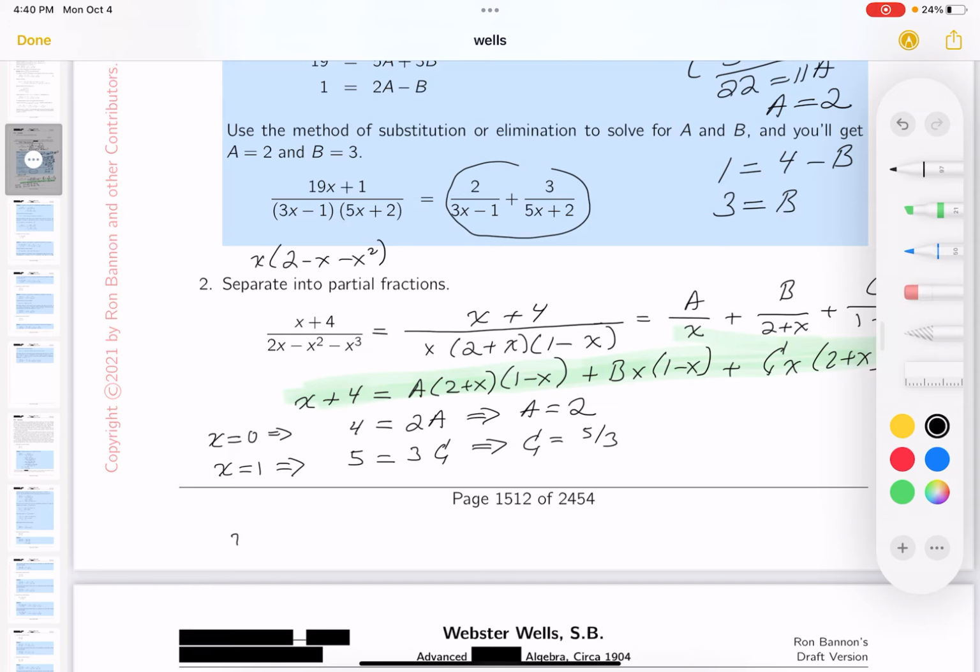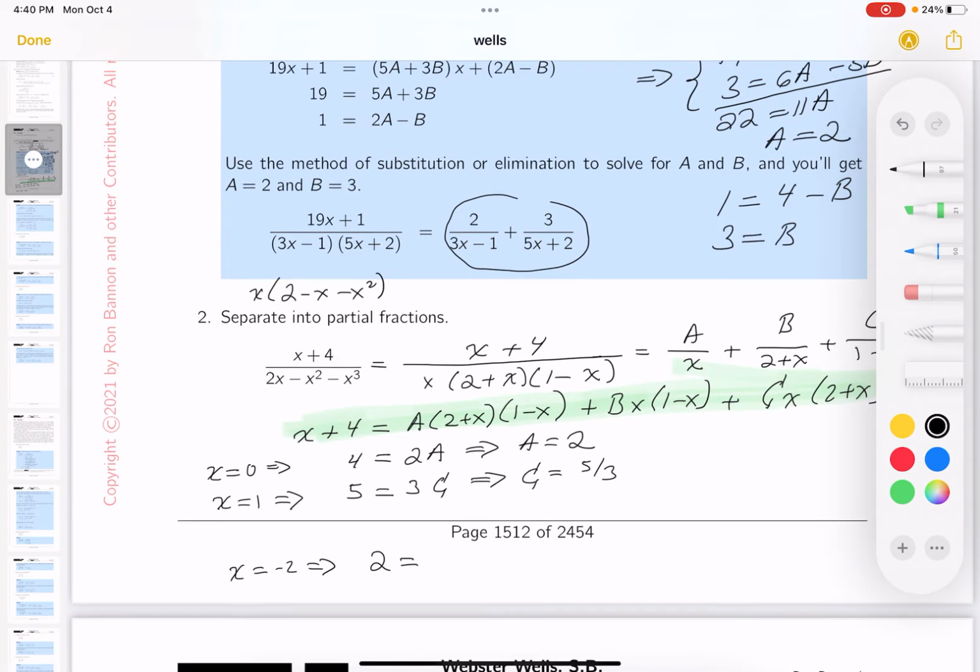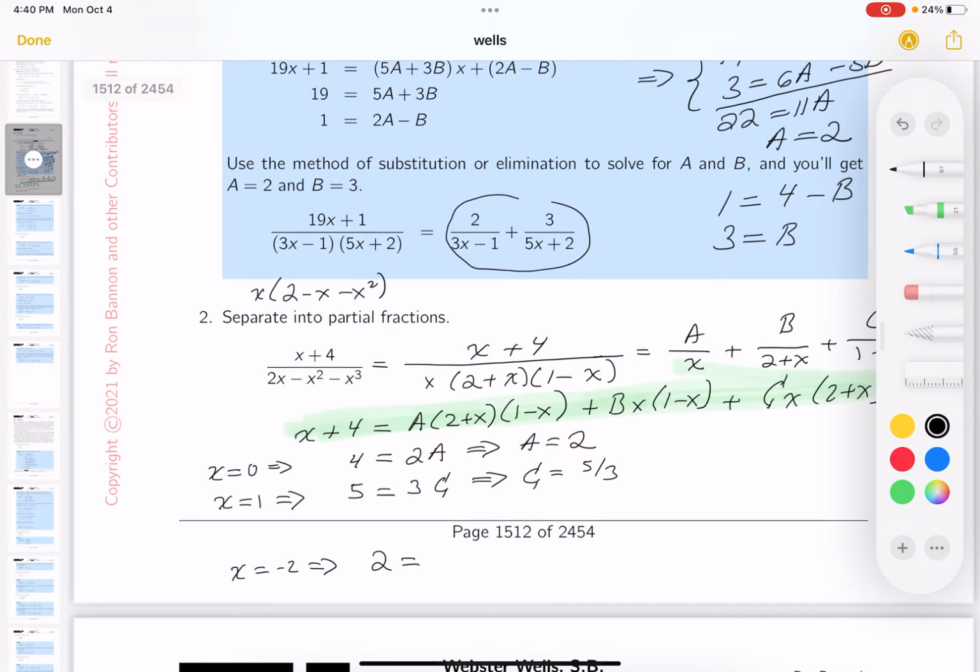So I'm going to choose x equals minus 2. What do you get on the left side? 2. On the right side, the first term disappears, the last term disappears, but the middle term is going to be, let's see, minus 6. Let me check that. I don't want to say that's right until I check it. So I said minus 2, right? So 1 minus a minus 2, I'm using the middle term, is going to be 3, and 3 times minus 2 is minus 6. Yeah, looks pretty good.